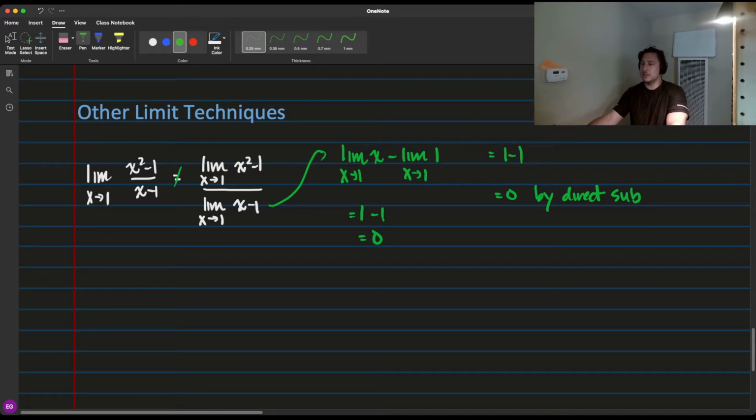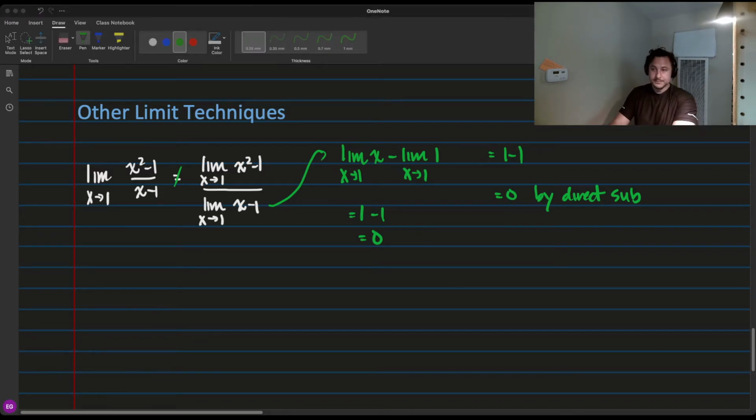You can't use the quotient rule here, because the limit of the denominator is equal to 0. So what do you do? I'm going to open up Mathematica, and it will give us an interesting idea about what you can do sometimes in this situation.